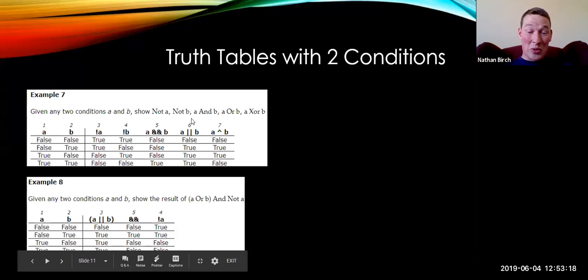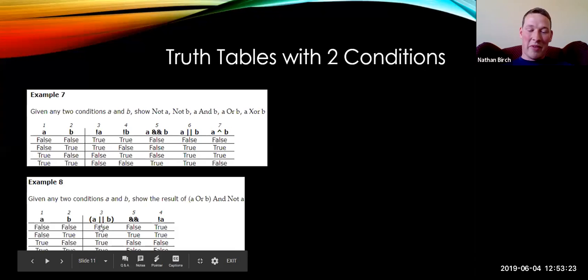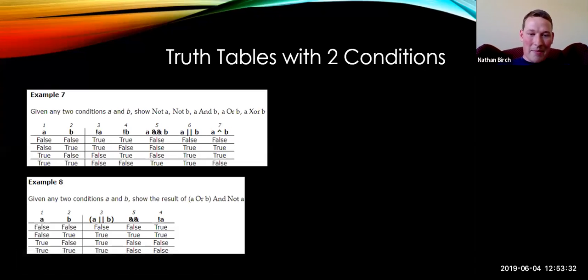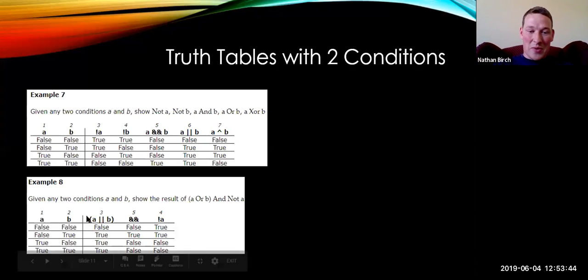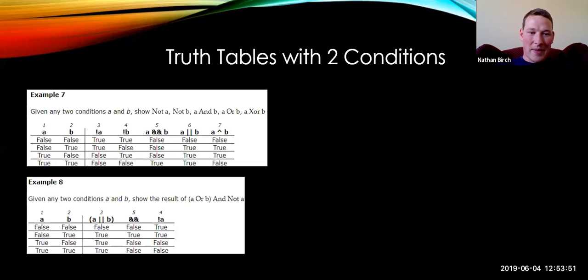As long as at least one of them is true, then this will be true. Otherwise, when they're both false, this will be false. This one, a single ampersand, or double ampersand, I guess, but a single and operator, is checking to see if both of them were there, but it's not isolating these specific values. And that's why these results are like that. And then this one, the not A, is the exact same as column 3 in example 7.